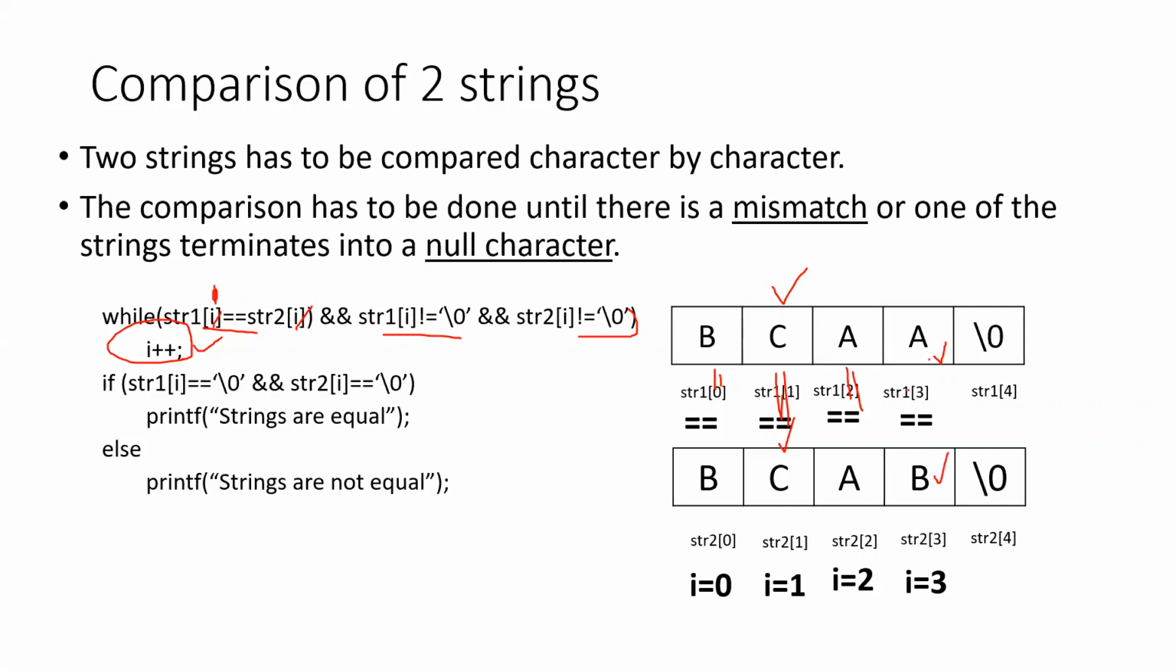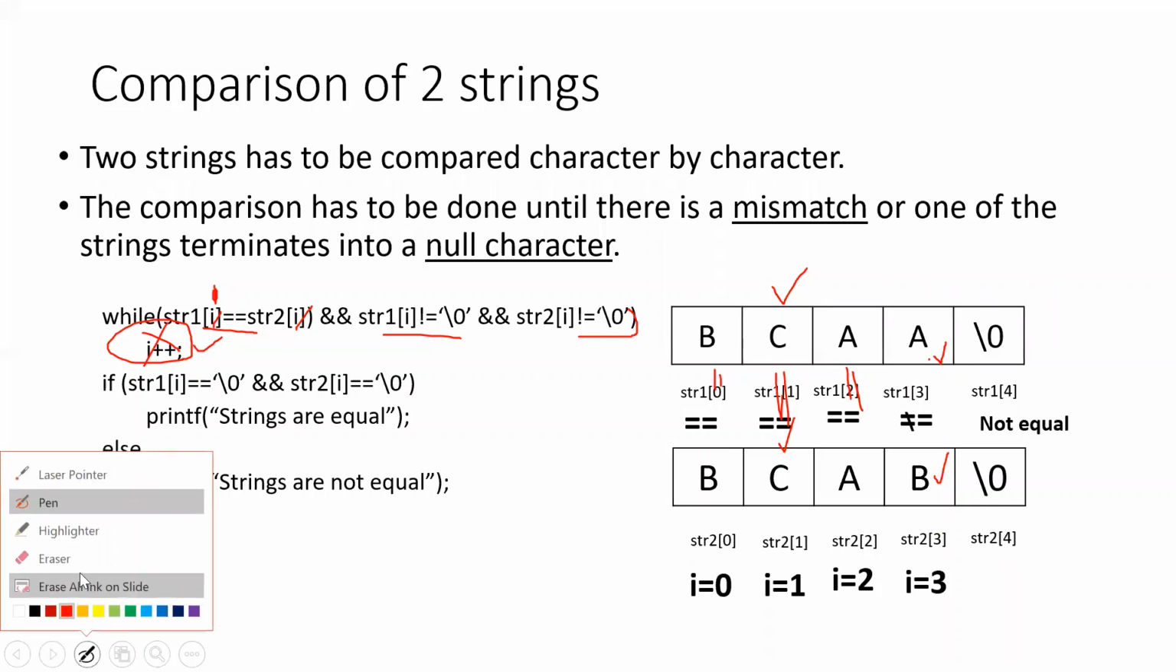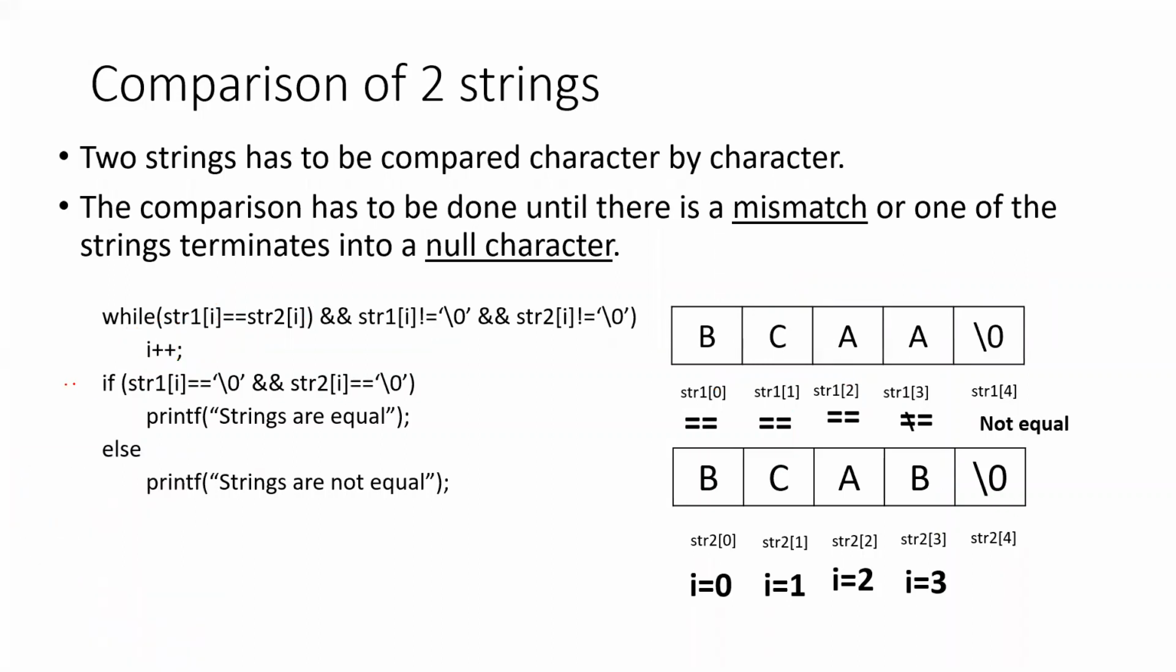Now, in this case, what happened? Not equal. If it is not equal, then we will not increment I. Understood? We will not increment I. Then we will move to the next line. After checking, when you saw that it is not equal, we will not increment I. We will move to the next line.